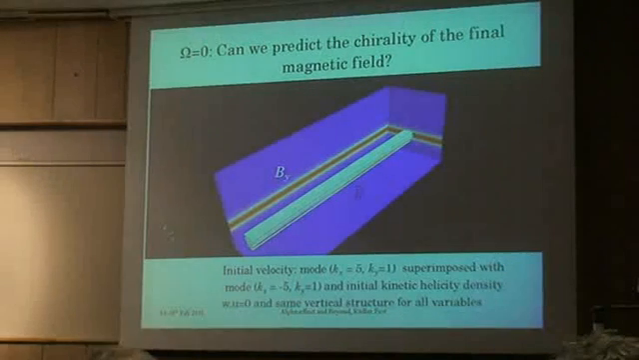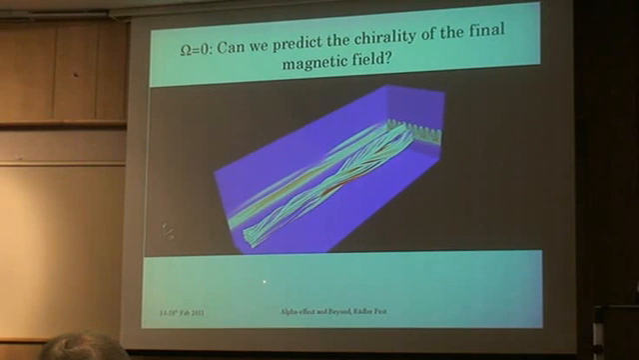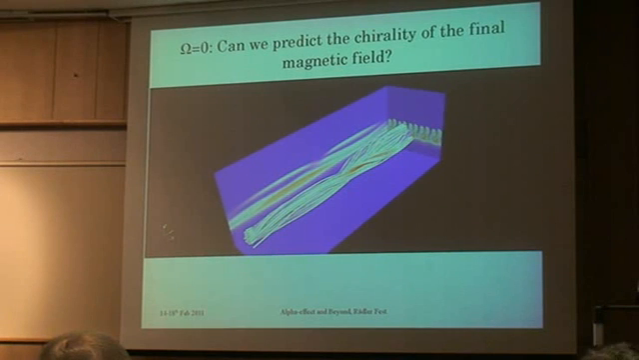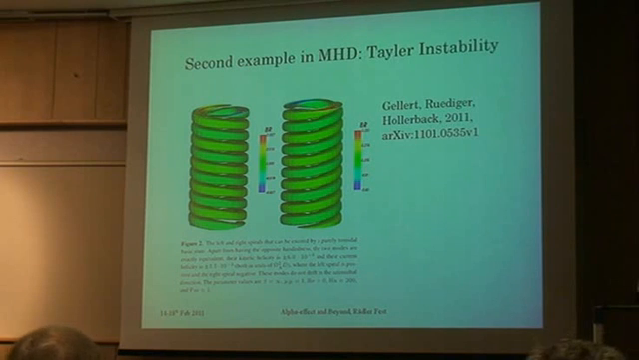Yeah, so this is a run where we started with such a thing where the initial velocity is a superposition of these two modes, and we actually got a mode which developed into a finite kinetic helicity, as well as finite magnetic helicity. But a similar thing has actually been observed in this paper by Gellert, Rüdiger and Hollerbach, which were discussed in the previous talk, with reference to the Tayler instability.